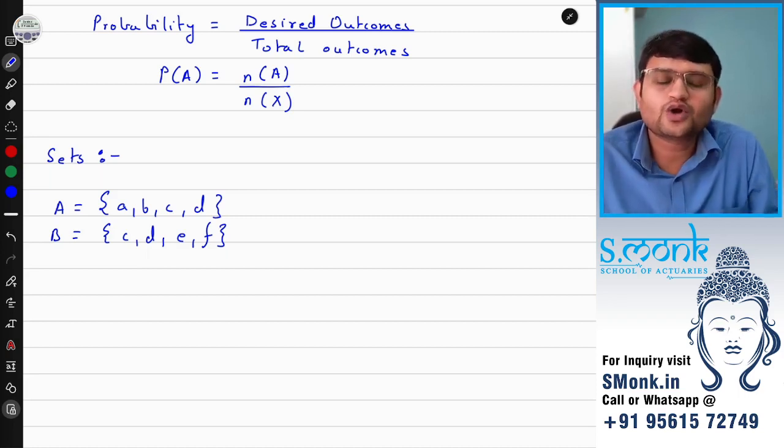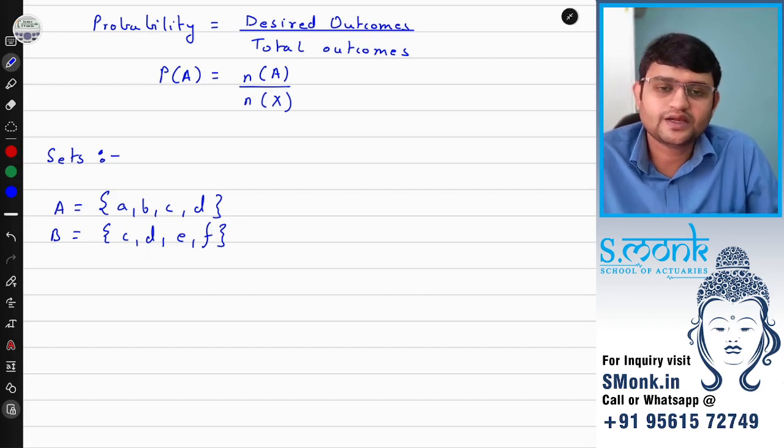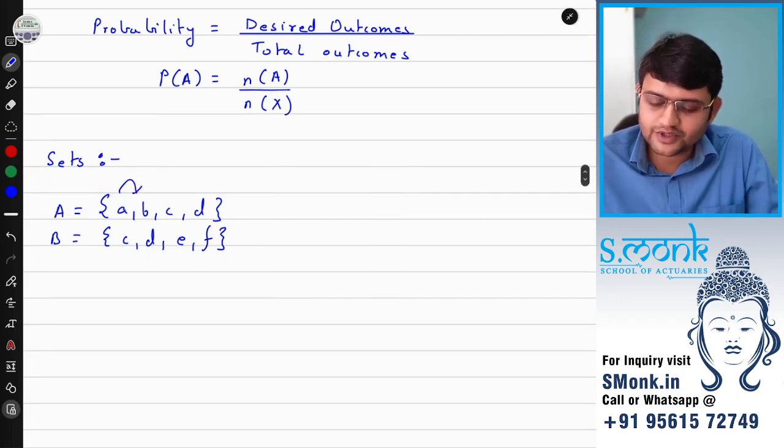Now whenever we are talking about a set, we say that the events inside it or the elements inside it are unique to each other. So that means this A and B are different from each other, the C and D are different from each other.